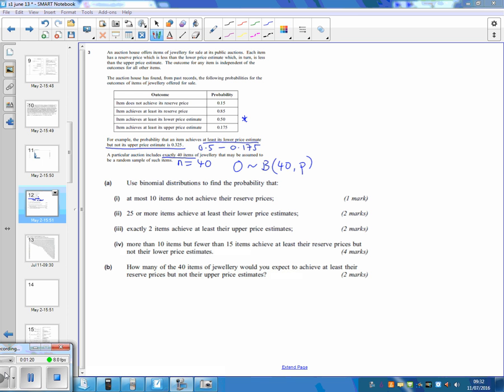Use a binomial distribution to find the probability that at most 10 items do not achieve their reserve price. If it doesn't achieve its reserve price, we can see the probability of that is 0.15, so that's what we're going to use. So x is less than or equal to 10. I'm just using x here because that's what I normally use. So probability x is less than or equal to 10, at most 10 do not achieve the reserve price.